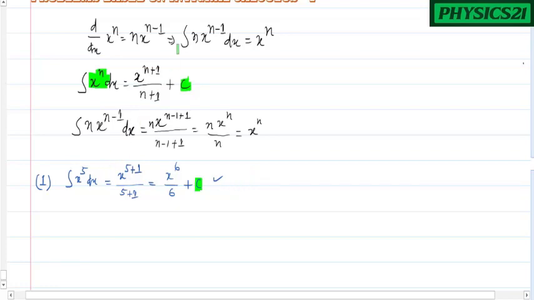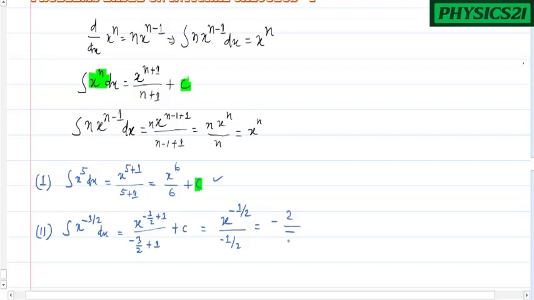Okay, now next problem. Integrate x raised to power minus 3 by 2 dx. That is x raised to power minus 3 by 2 plus 1 whole divided by minus 3 by 2 plus 1 plus c. As we saw, we get x raised to power minus 1 by 2 divided by minus 1 by 2. Can be written as minus 2 divided by root x plus c. That will be the integral coefficient of the given function.